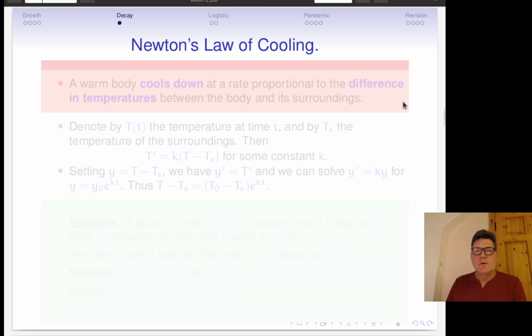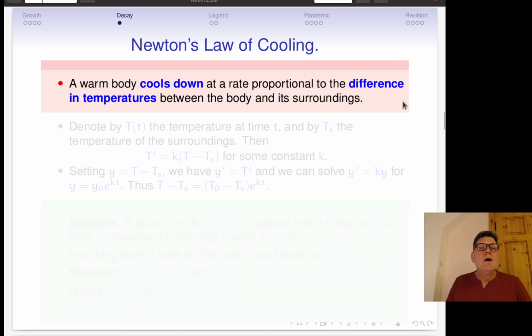Okay, on the decay side, things work similarly. You can find the relative growth rate, and for the decay, the relative growth rate would be negative. As a slight variation, I'd like to look at Newton's law of cooling, which introduces a little shift, a little function yoga into the picture. Newton's law of cooling states that a warm body cools down at a rate that is proportional to the difference in temperatures between the body itself and its surroundings.